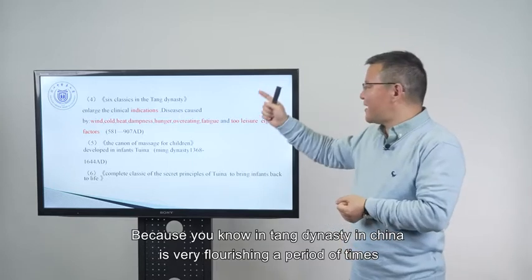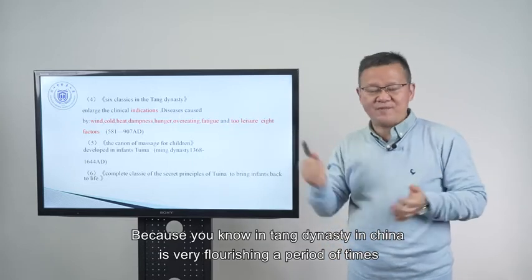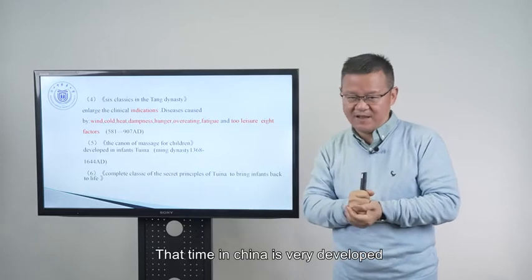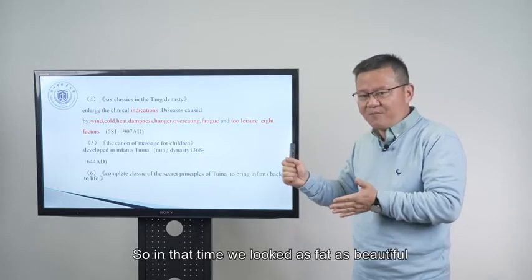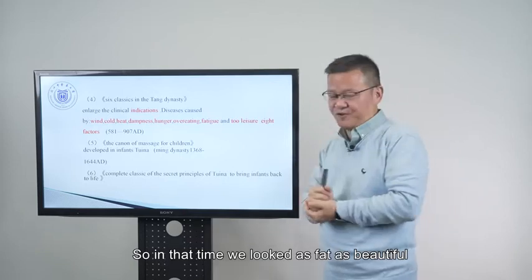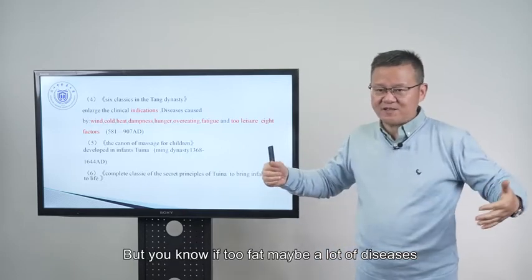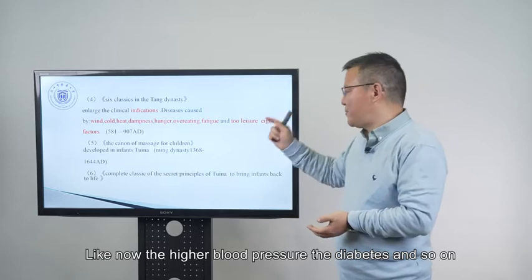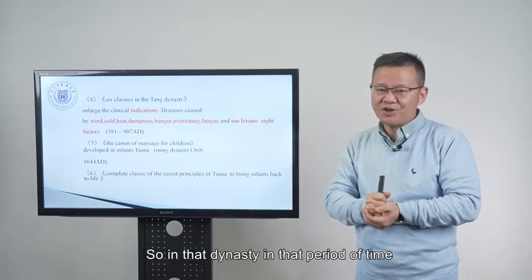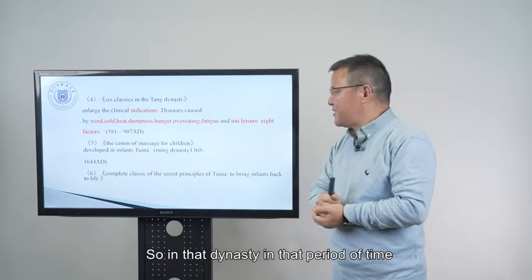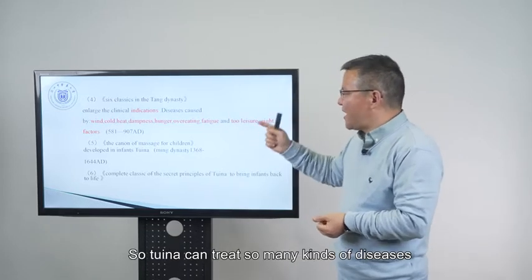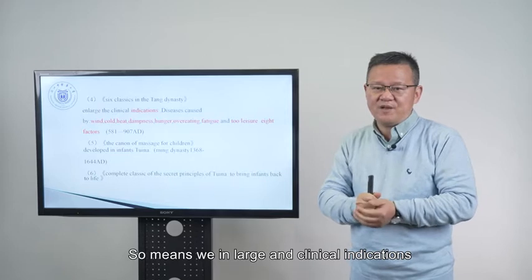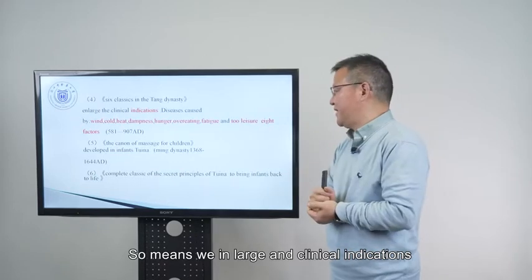Because in the Tang Dynasty in China, it was a flourishing period of time. That time means China was very developed. So in that time we looked at fat as beautiful. But if too fat, maybe a lot of diseases like now, the high blood pressure, the diabetes, and so on. So in that dynasty, Tuina can treat so many kinds of diseases. So it means we enlarge the clinical indications.